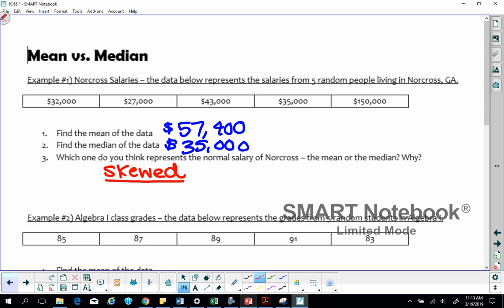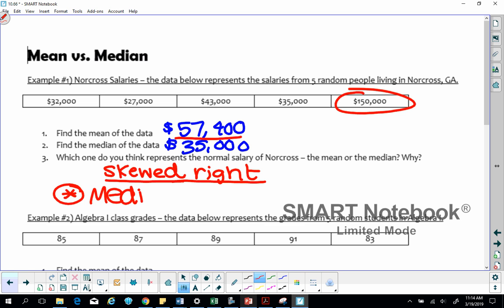Which salary is way above all the other ones? This one, right? 150,000. That's way above these. That's why the mean is so high. So it's skewed to the right because it's a really, really large number. So what would I use, the mean or the median? Median. Always the median if it's an outlier.